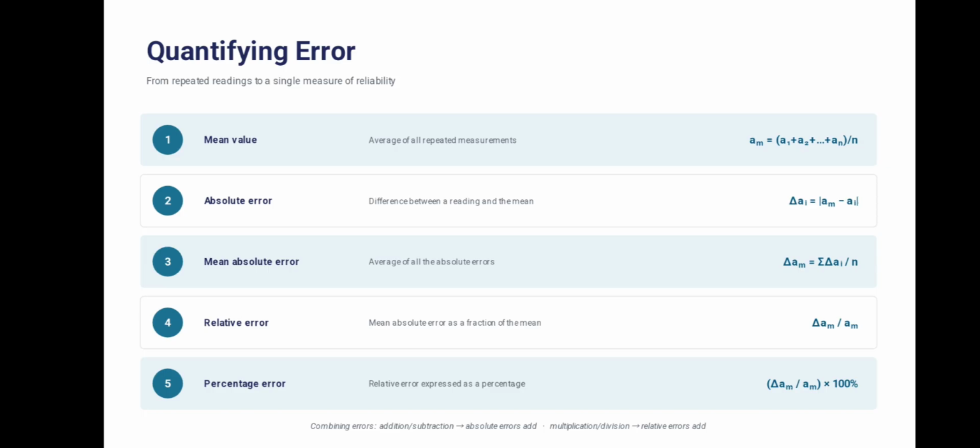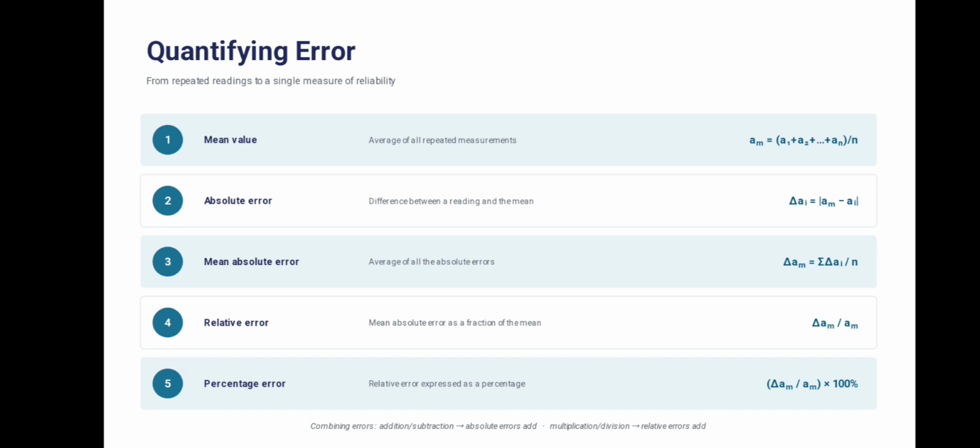When we take repeated measurements, we usually calculate the mean value, which is the average of all measurements; the absolute error, which is the difference between each individual measurement and the mean; the mean absolute error, the average of all the absolute errors; the relative error, which is the mean absolute error divided by the mean value. This tells us the error as a fraction of the measurement. The percentage error is simply the relative error expressed as a percentage.